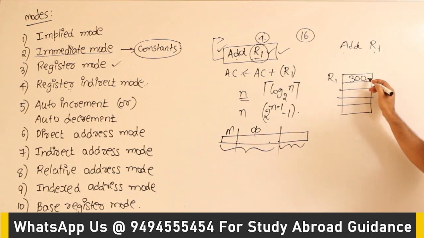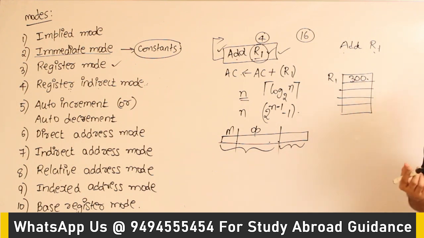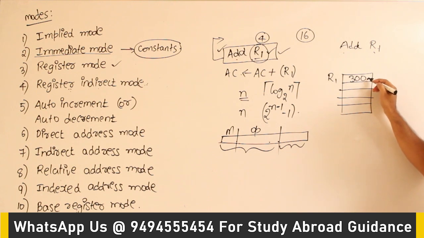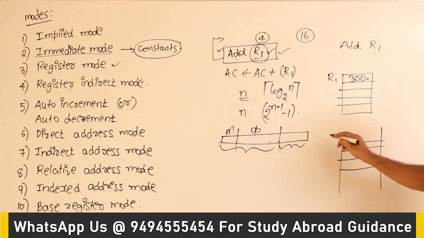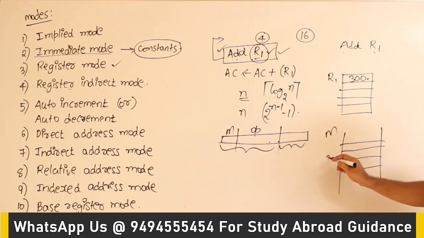Now in the case of register addressing mode, 300 itself is the operand, but in register indirect addressing mode, 300 is not the operand, it is the address, and also the effective address. This means our required operand is present in the memory at the address 300. Therefore we have to go to the memory. Assume that this is the memory. We go to the address 300, and assume that there is a number 400 present there. Then this is the operand that we should get.